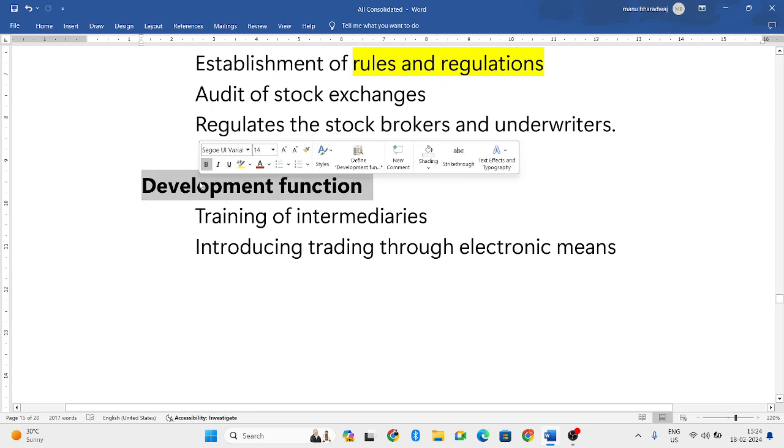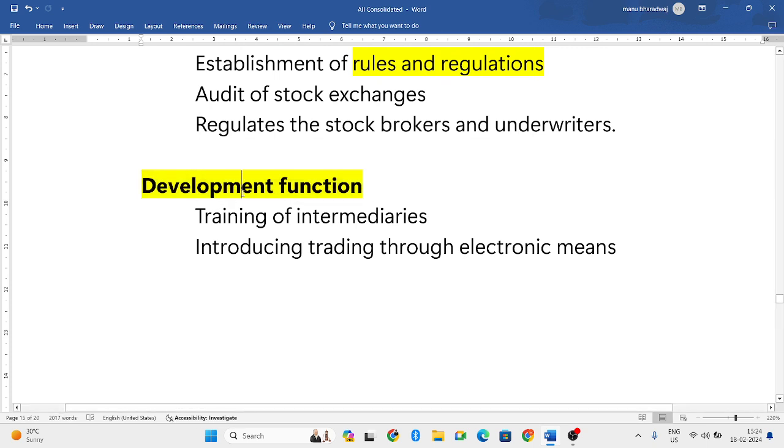Next, SEBI has one more function, the development function. So training of intermediaries. The brokers or the underwriters should be properly trained how to handle the trade, how to handle the investors. So all these things, training will be given by the SEBI.